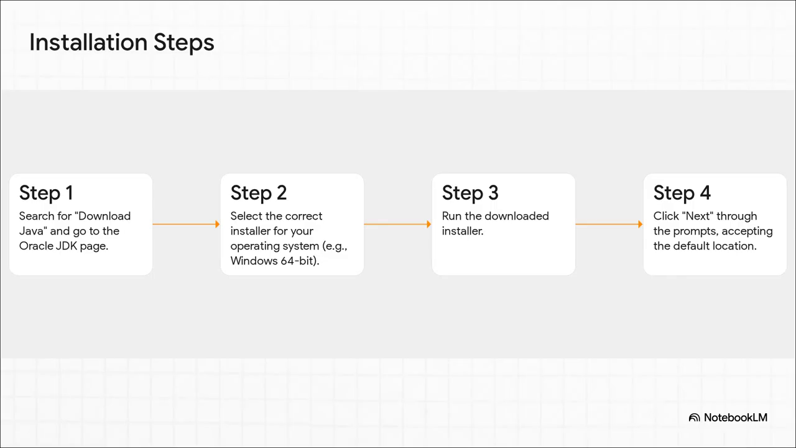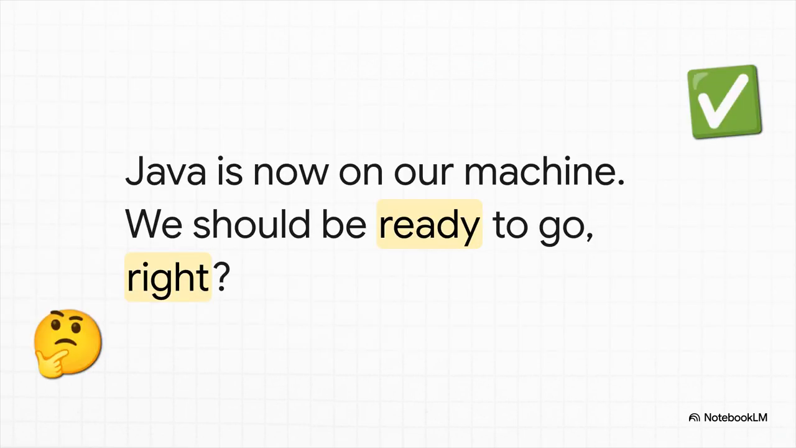Okay, so just pop open your favorite search engine, type in Download Java, and look for the official Oracle JDK page. Once you land there, you'll need to find the right installer for your machine. Windows, Mac. For most people, it's going to be something like Windows x64 installer. Go ahead and download that. Once it's downloaded, just run the installer. And seriously, just click Next, Next, Next. Don't worry about changing any of the default settings. Super straightforward. And done. The installer finishes, the window disappears, Java is officially on your computer.